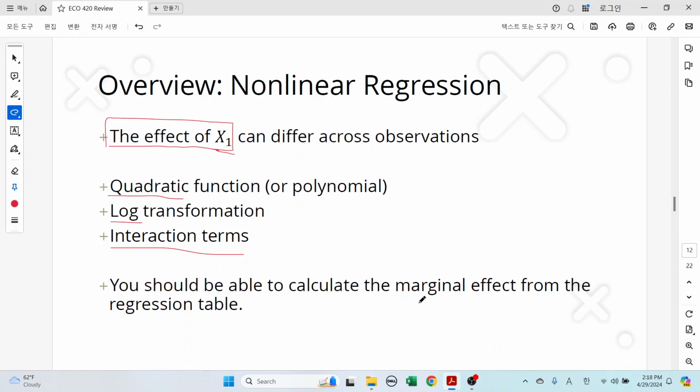Okay, and again, the key idea is the marginal effect. So the idea is similar. I'll give you the regression results based on one of these three, and then you should be able to calculate the marginal effect. It is not that difficult. Okay, so let's think about one by one.